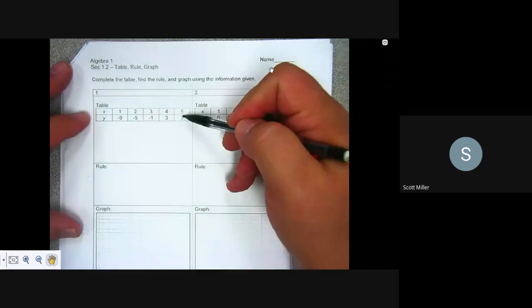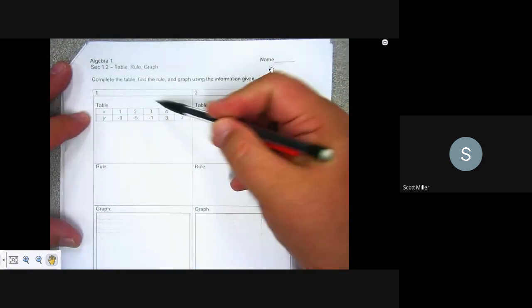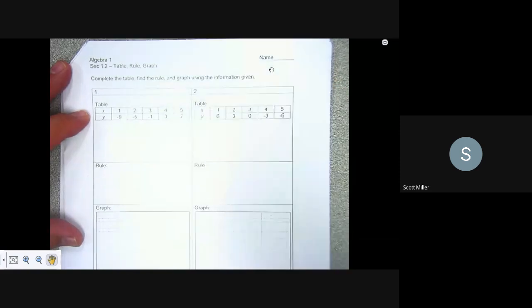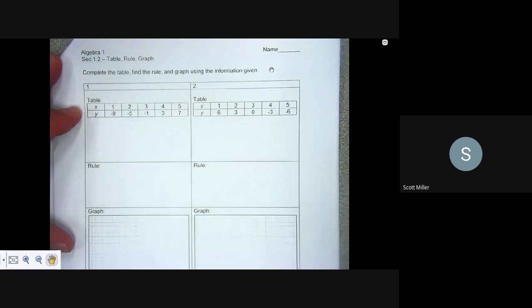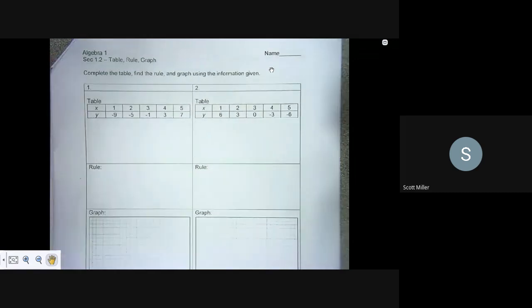Okay, so this is a supplemental video for section 1.2. What we want to do, we start doing some rules, and we want to look at a table of values. We want to find the rule, but we also want to start looking at graphing. So this is all about trying to figure out and make sure we know how to graph things out also.